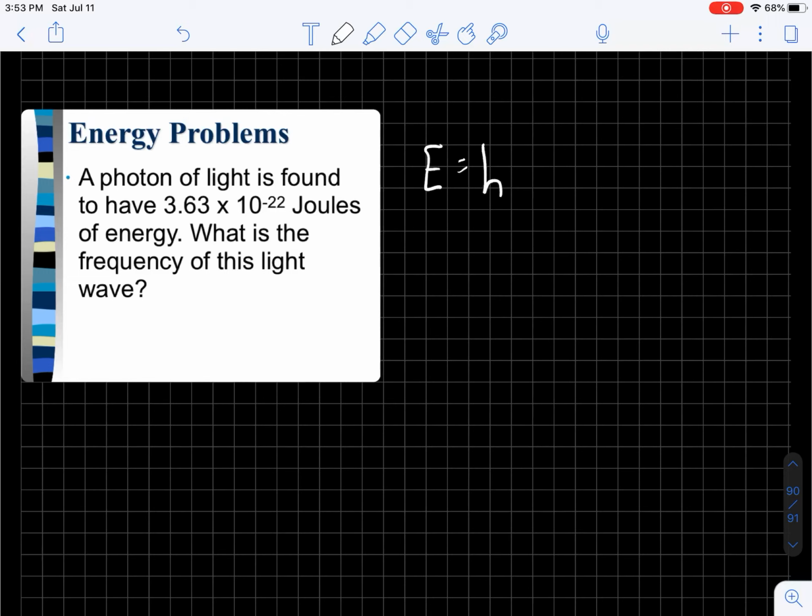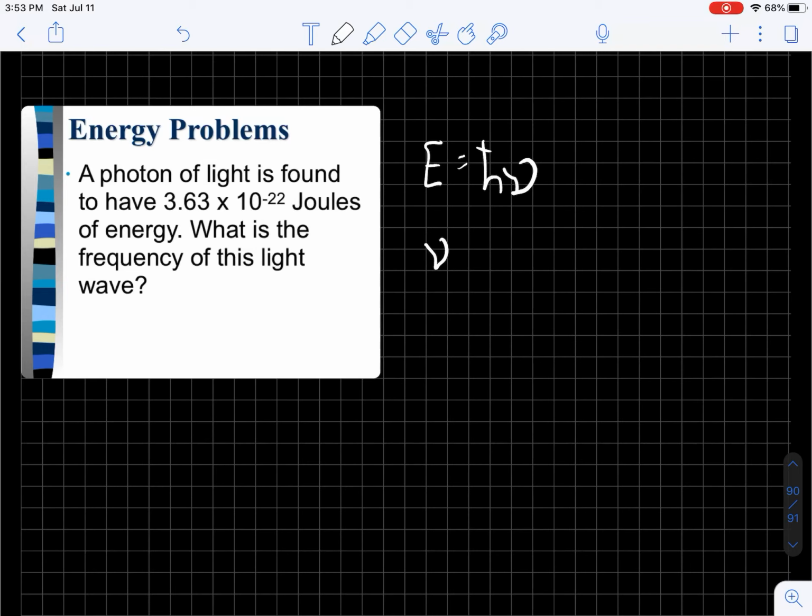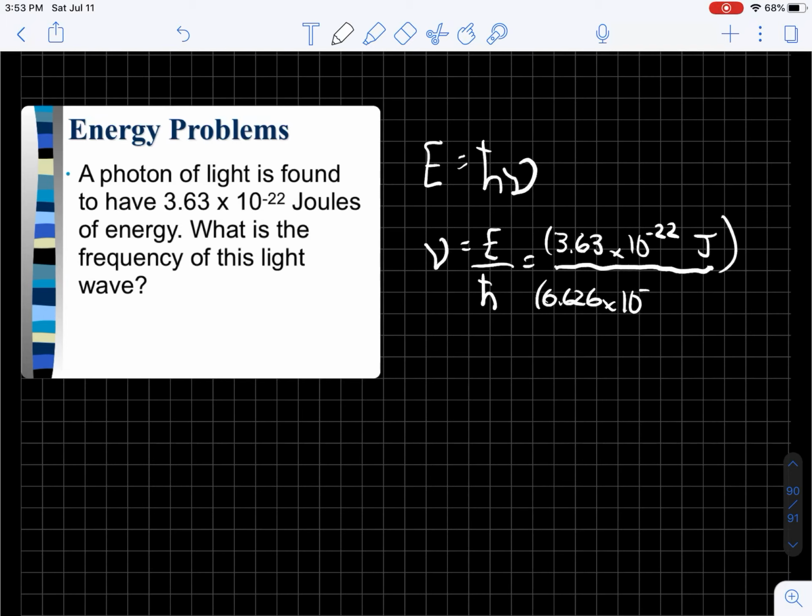There we go. Okay. So, photon of light, energy. There's only one energy equation we have in this chapter, and that's E equals the Planck constant times frequency. They give us the energy, but they don't give us the frequency, so they want us to solve this for frequency. So it's going to be energy divided by the Planck constant. And now we can substitute in 3.63 times 10 to the minus 22 joules. And that's going to be divided by 6.626 times 10 to the minus 34 joules per hertz. So in other words, joule seconds.